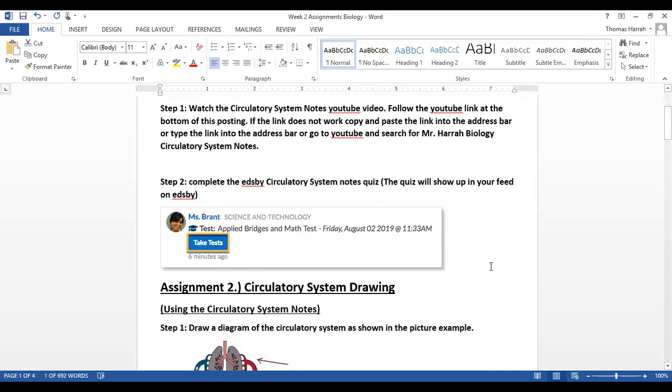You'll have more than one try at the quiz. The first week, I gave you 3 tries. I'll probably give you 2, maybe 3 tries on this one. So check your grade, and if you didn't do perfect, you can go back and try it again. So that's assignment 1, the notes and then the quiz.